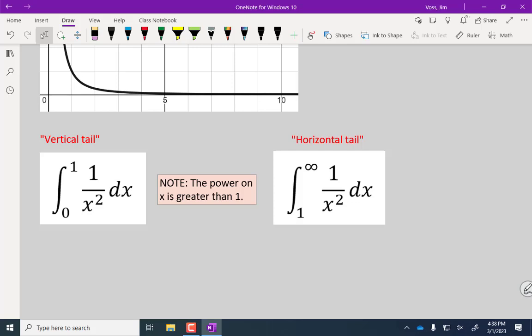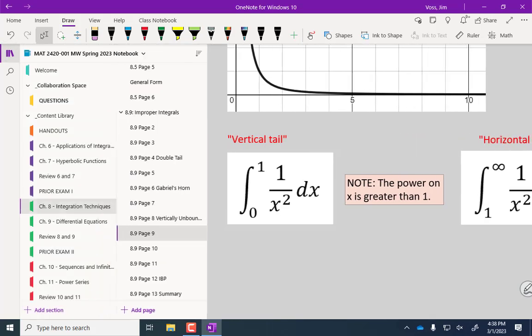But here, what is the problem? How do you think we could tell that this is an improper integral? 1 over 0, exactly. So in Calc 1, you learn for a definite integral, the integrand has to be continuous on your interval. But this function is not continuous on the interval because it's undefined at 0. So that tells us there's a vertical asymptote at 0, which means there's going to be this vertical tail.